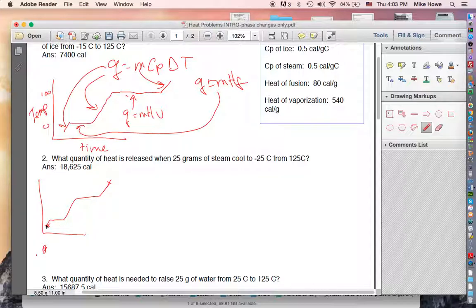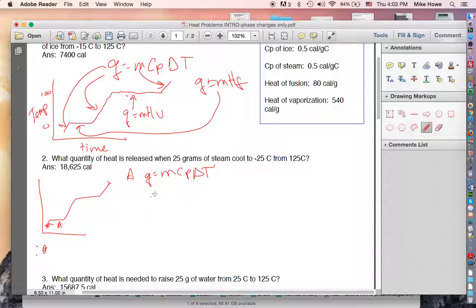So what we really have to think about is how much energy it takes to get from this low point to this high point. So we're going to go up, then over, then up, then over, then up. So we have 5 whole steps. For the first step, we'll call this part A. In part A, we know that Q is equal to mCp delta T. We know that because there's a temperature change, and that's the formula that applies when there's a temperature change.